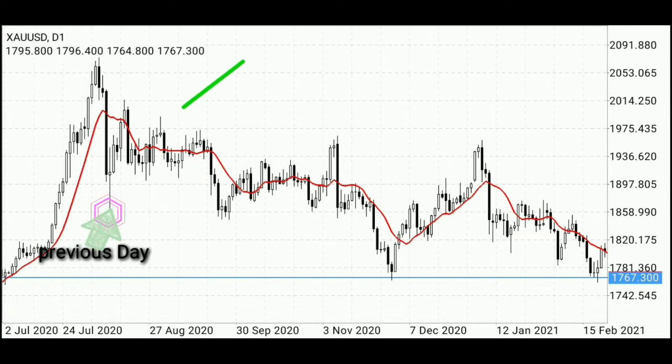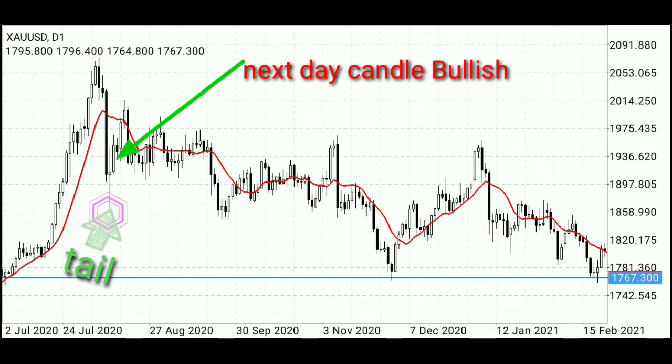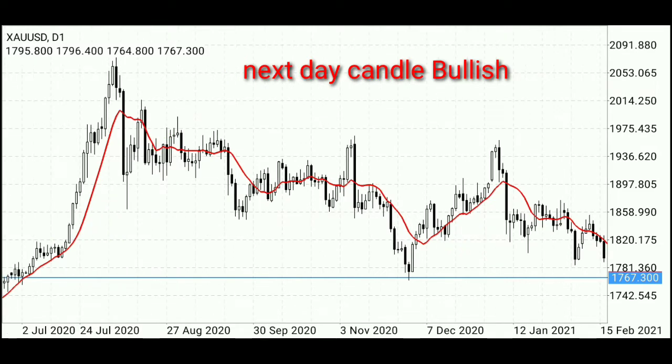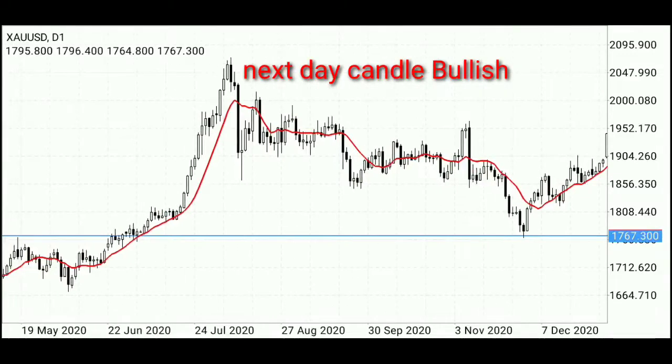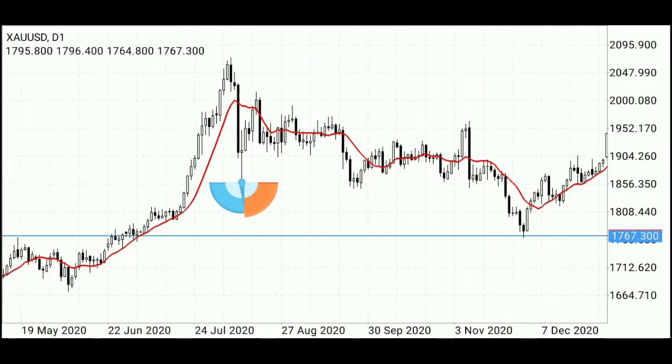Let's look at this practical example. The previous day candle closed with a tail, and what happened next? The following day, the candle was bullish. The next day candle closed bullish, which means that that rejection brought about a bullish move in the following day.